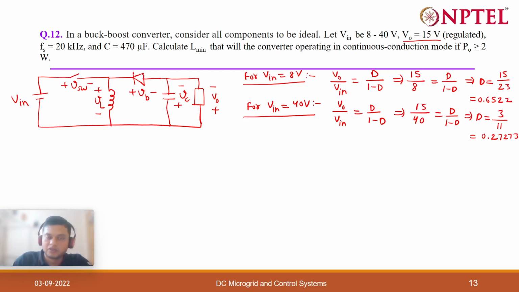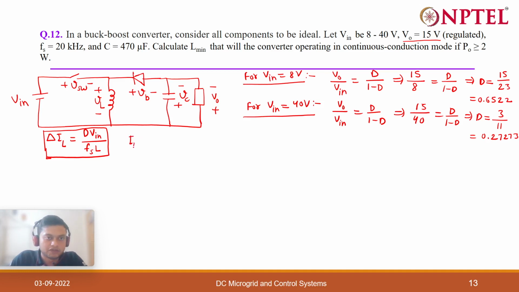And for buck boost converter, what will be the ripple in inductor current? Ripple in inductor current is D V in divided by switching frequency into L value. This is the most important formula for all the ripple current. For all types of DC-DC converter, you should know the ripple value of inductor.